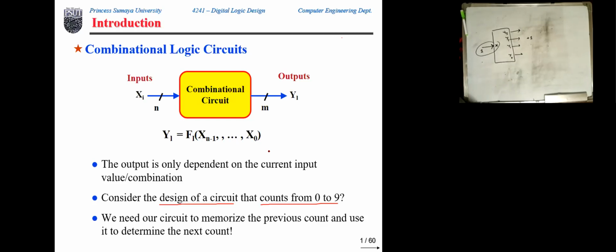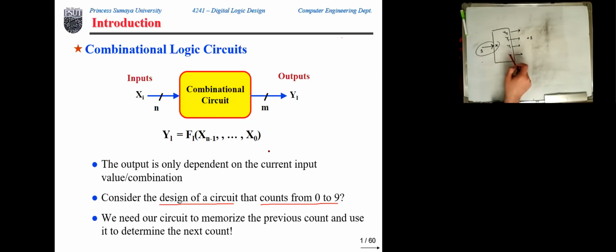So can we design such a circuit based on combinational logic circuits? What do I need? Just think about it. I know that there is one input, there are 4 outputs, and I know the relation between them. Let's assume that initially the output is 0, 0, 0, 0, and the input becomes 1. What should the output become when the input is 1?